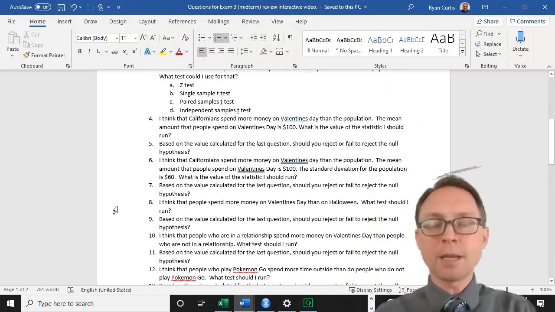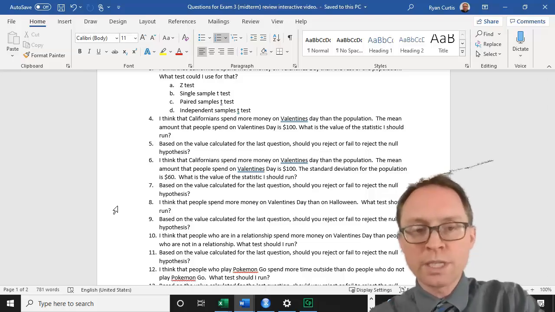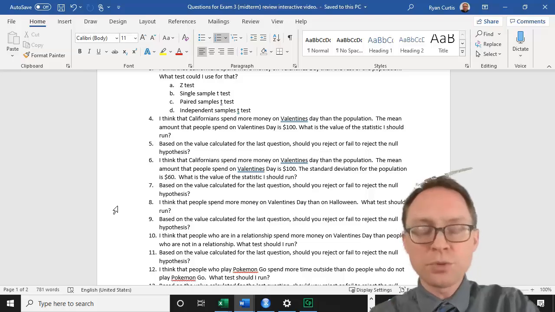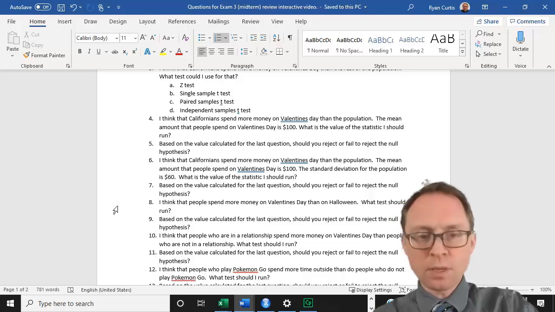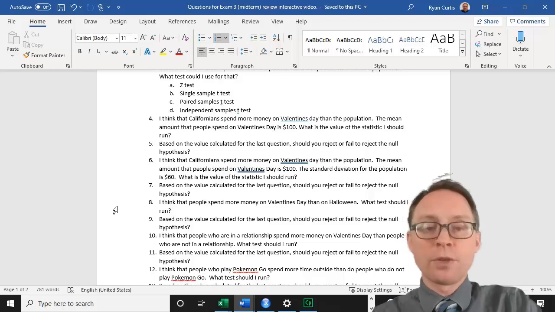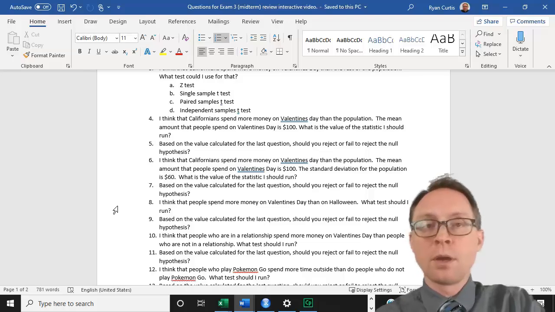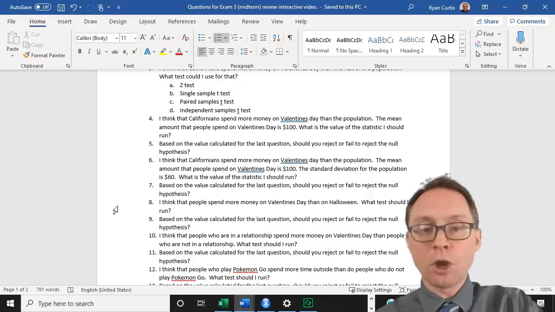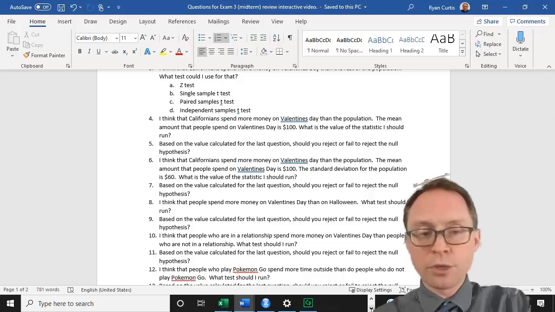Number 8. I think that people spend more money on Valentine's Day than on Halloween. What test should I run? All right. So for this particular case, we need to run a paired samples t-test. The way that we're going to do this, we're going to do it two separate ways. I'm going to do it on Excel, and then I'm going to do it on RStudio.